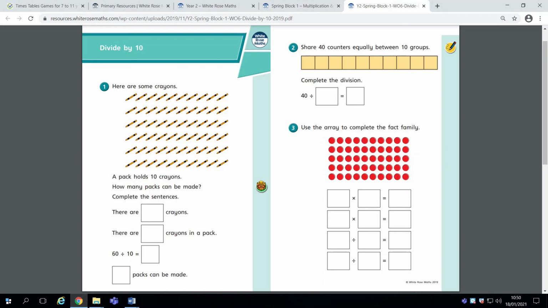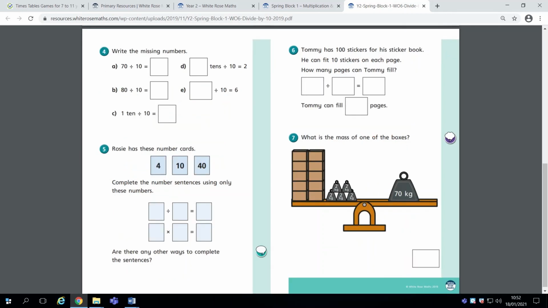This is your true or false challenge today. 10 divided by 80 equals 8. We would like you to use your sharing or grouping knowledge today. If not, use the inverse method of multiplication to help you.